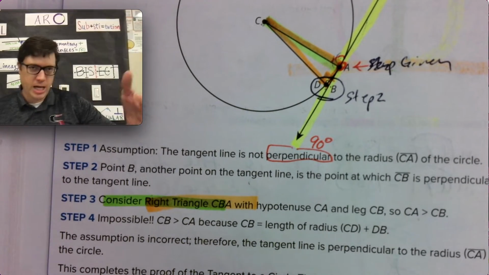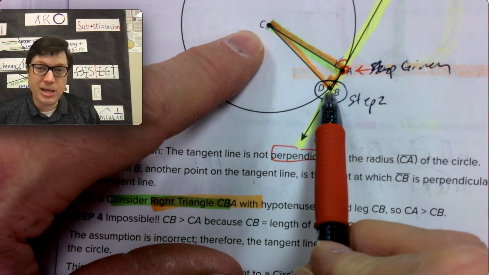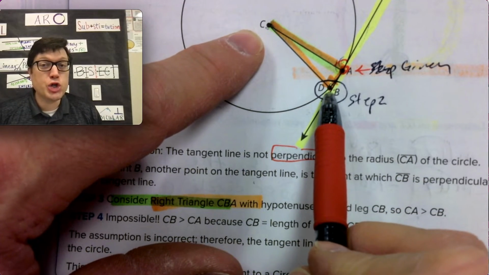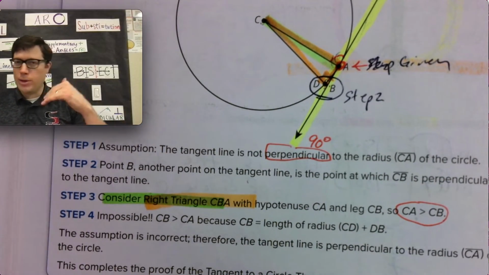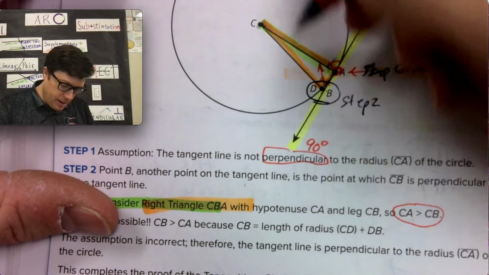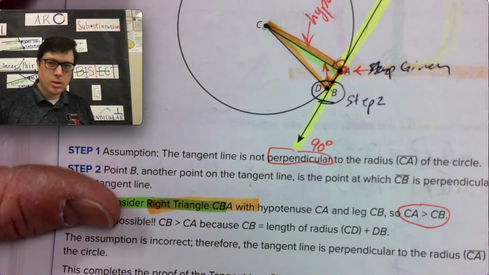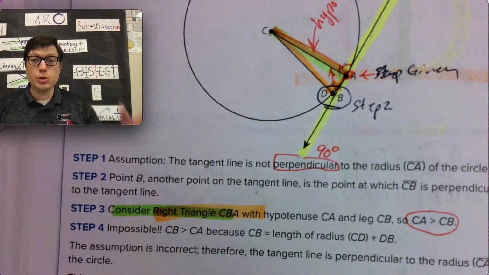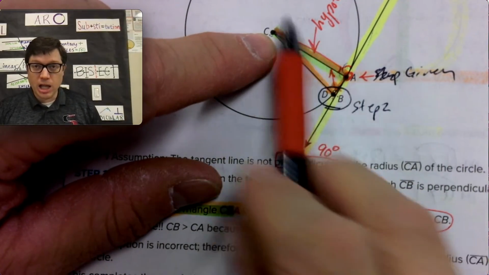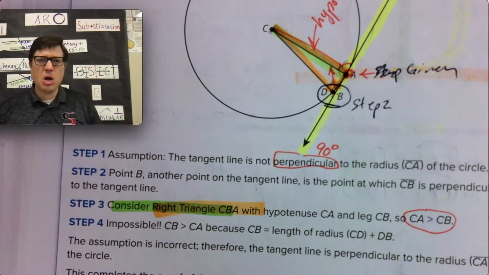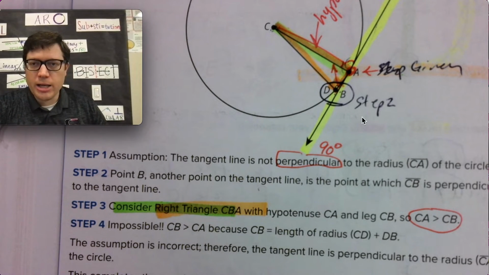That means that CB is shorter than CA. Because the hypotenuse is always across from the right angle, so this is the hypotenuse. That makes CA the hypotenuse, so it's going to be the biggest side. So however big this circle is, CA, that line segment, will be longer than CB. Okay, cool. Wait. Zoom in and enhance.